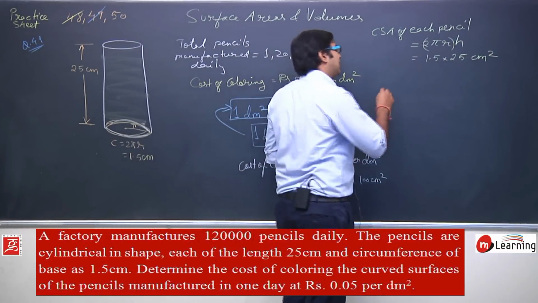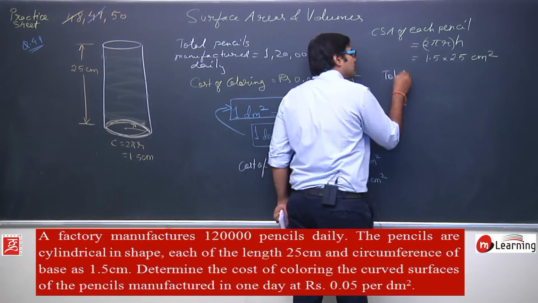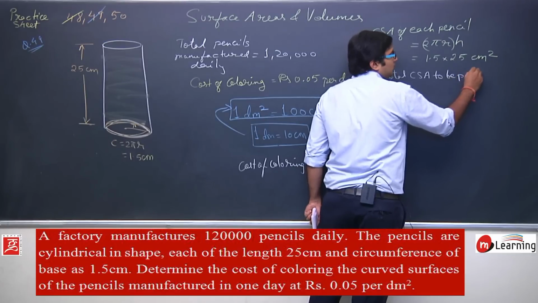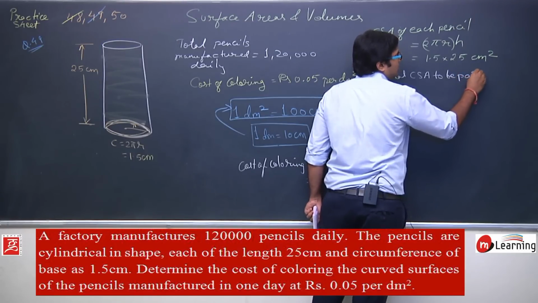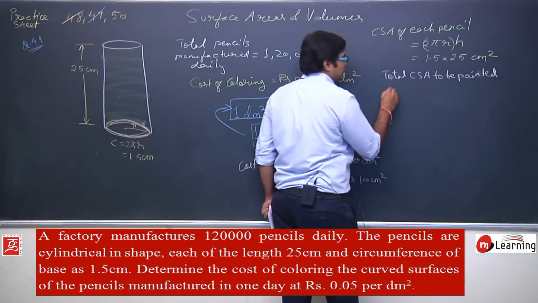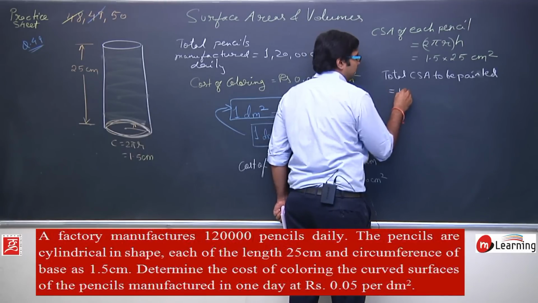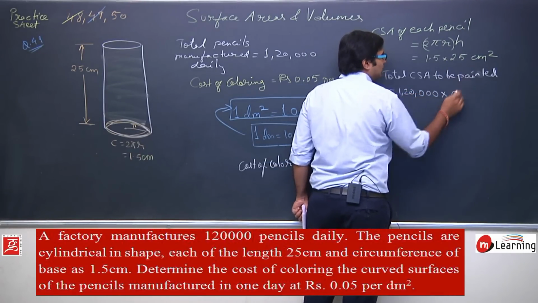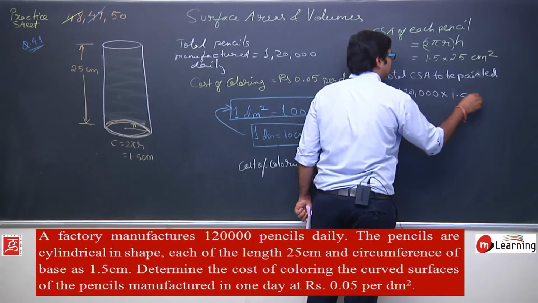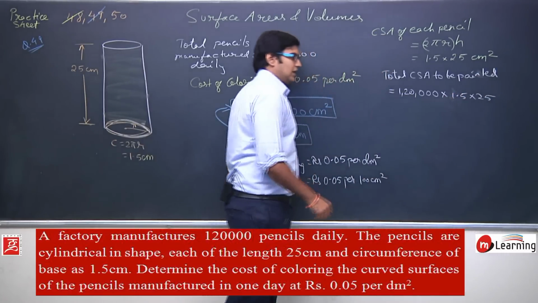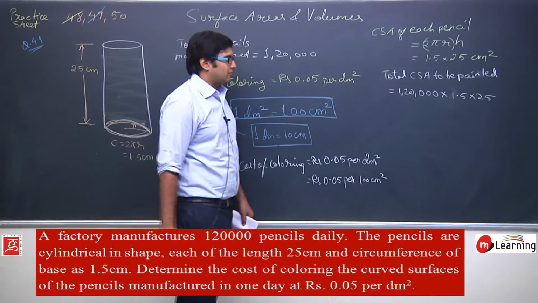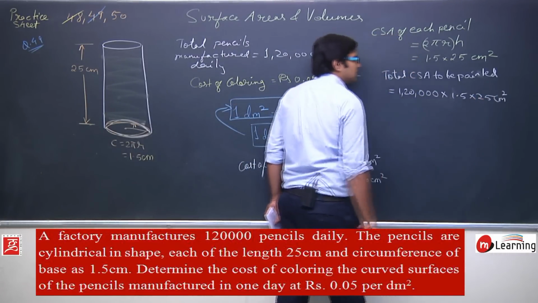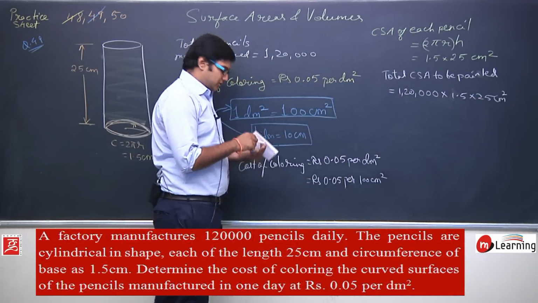Now what is the total area I need to paint? So the total curved surface area to be painted is equal to 1,20,000 into the curved surface area of each pencil, which is 1.5 into 25. So this is the total curved surface area in centimeter square. This much area I need to paint.